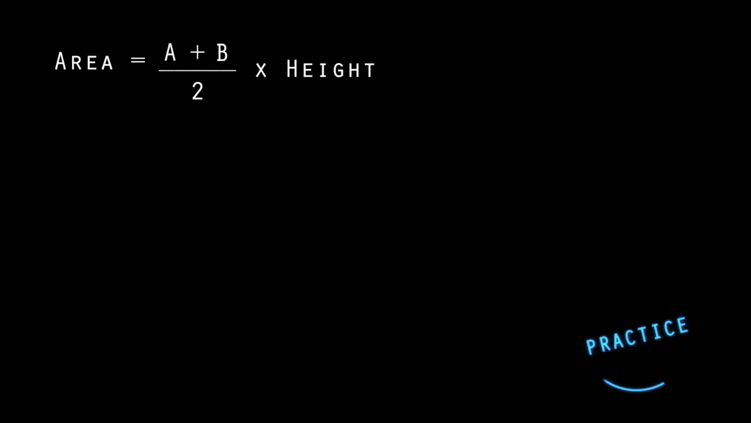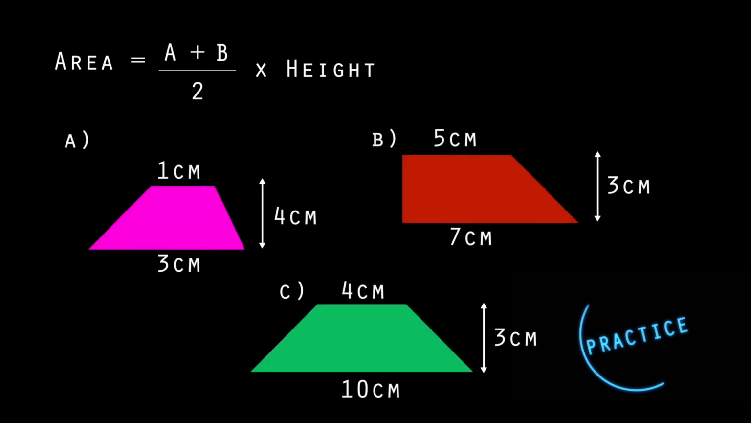I'll leave the formula here for you. Can you use it to find the areas of these? Pause the video and have a go. Let's look over the answers. The first has A and B values, that's the parallel sides, of 1 and 3. We add them to make 4 and then halve this to make 2. This times the height, 4, is 8 centimeters squared.